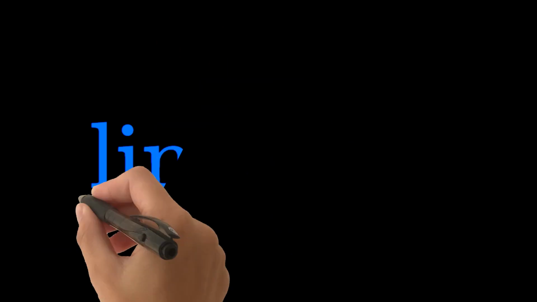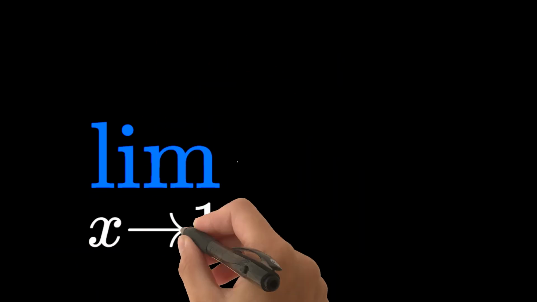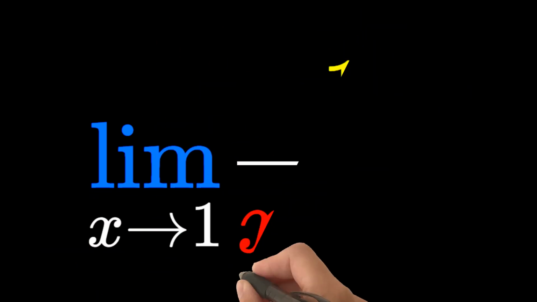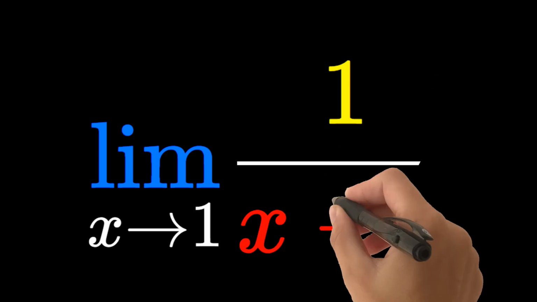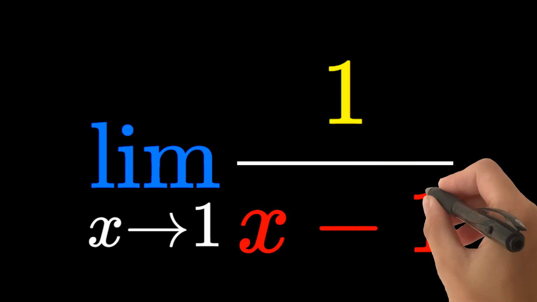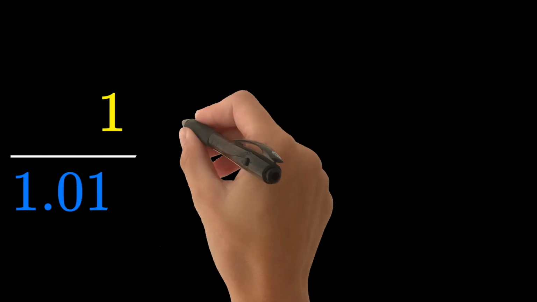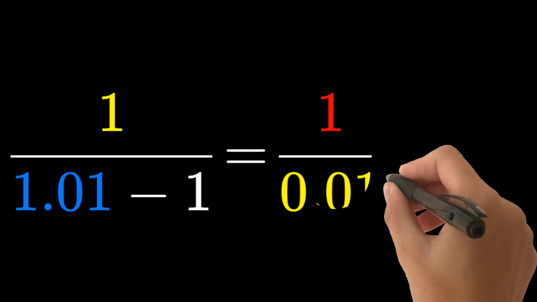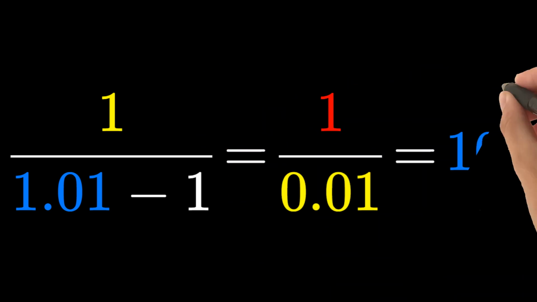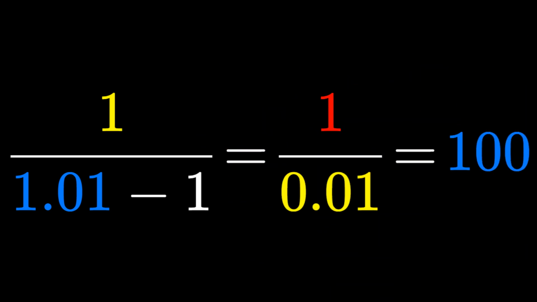Since our limit is with respect to 1, we note that just to the right of 1 and just to the left of 1, x is positive. So we can drop the absolute value bars and write the limit as x goes to 1 of 1 over x minus 1. Let's see what happens when x is 1.01. We get 1 over 1.01 minus 1, which is equal to 1 over 0.01, which is equal to 100.